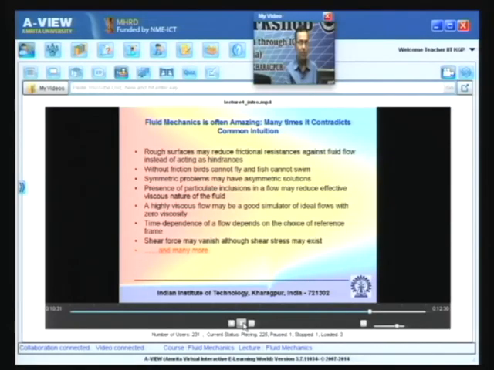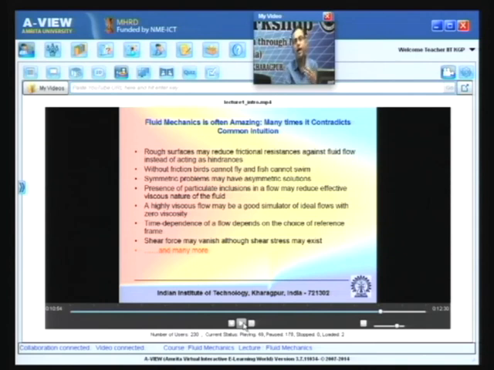Now, let us come to a sort of conclusion that we can draw from understanding fluid mechanics. We have seen many fascinating examples, but it is not just because of these fascinating examples, there are additional motivations that trigger our interest in studying fluid mechanics. Fluid mechanics is often amazing, many times it contradicts common intuition.